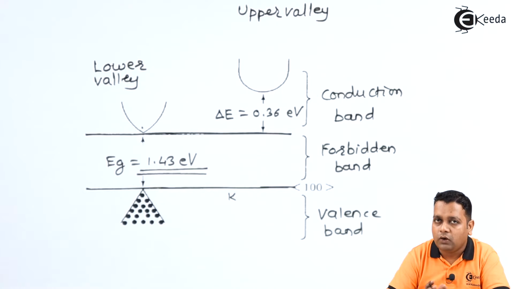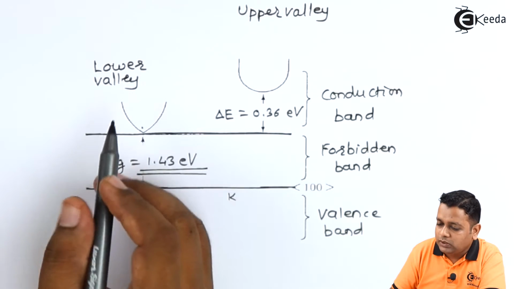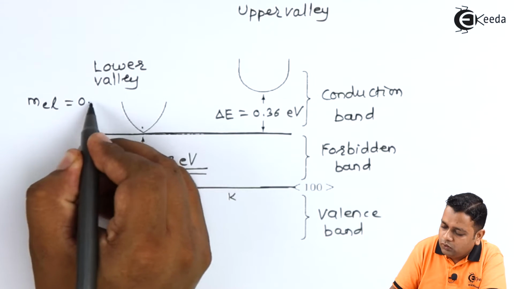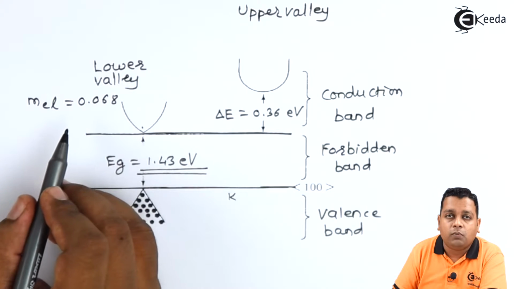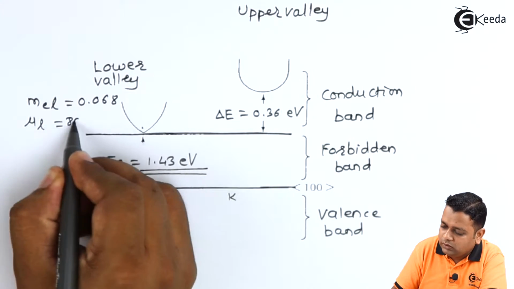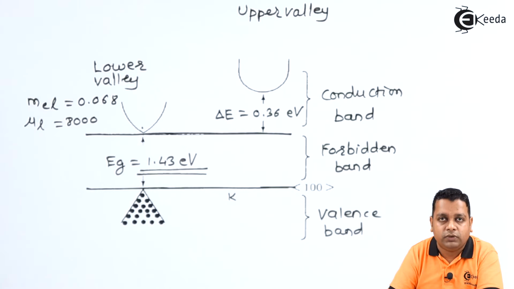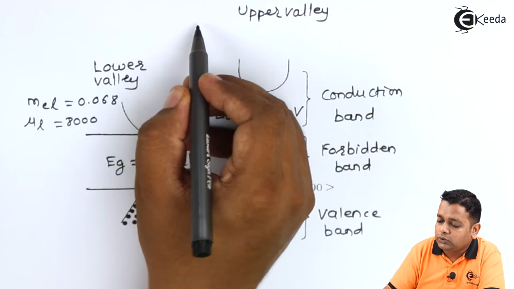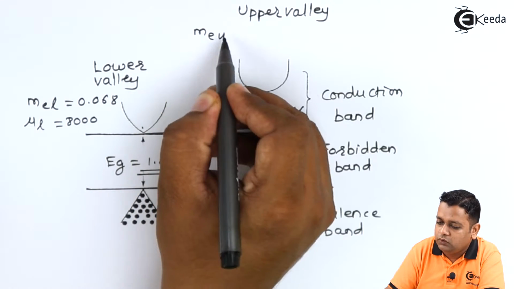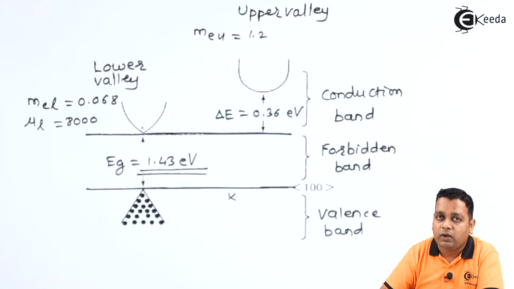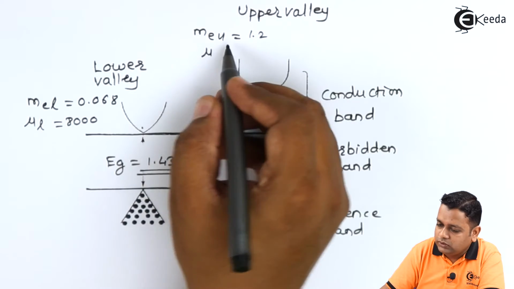Now, when the electron has a position inside the lower valley, at that time the mass of the electron can be represented as m suffix el, and it has the value 0.068, whereas the mobility of the electron can be represented as mu suffix l, and it has the value 8000 in terms of the SI system of units here. Now, when the electron occupies a place in the upper valley, at that time the mass of the electron can be represented as m suffix eu, and it has the value 1.2 in the standard MKS system or SI system of units, whereas the mobility can be represented as mu suffix u.